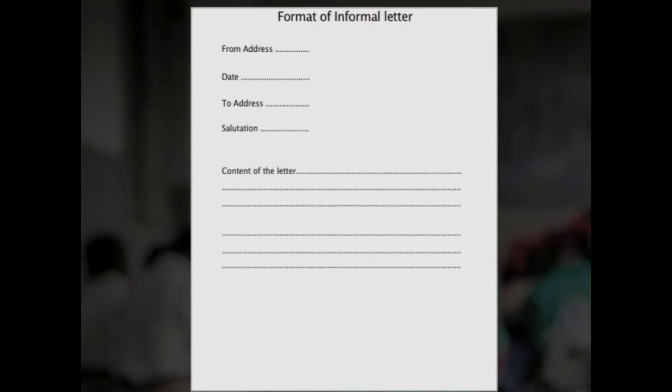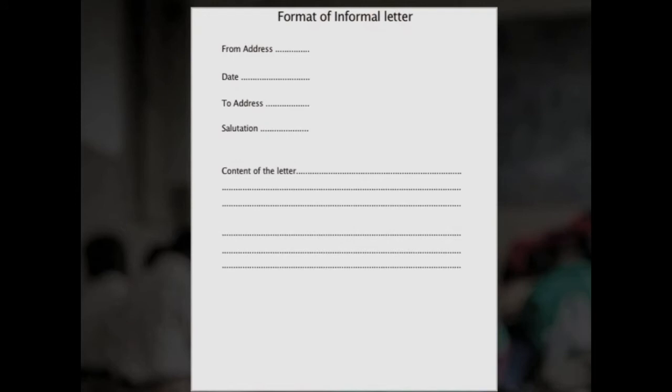To the left side, you should write the from address. Just below that, write the date on which you are writing this letter. Just below that, you write the to address, that is the address of the person to whom you are going to write this letter. And then comes the salutation. In the salutation, you can mention my dear friend if you are writing to a friend, dear parent if you are writing to a parent, dear cousin if you are writing to a cousin. And then the content of the letter.